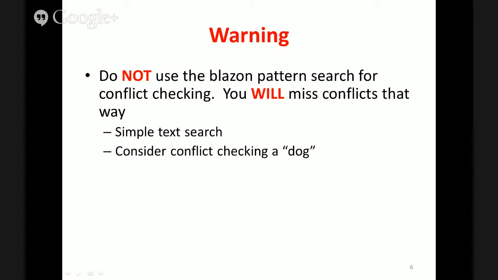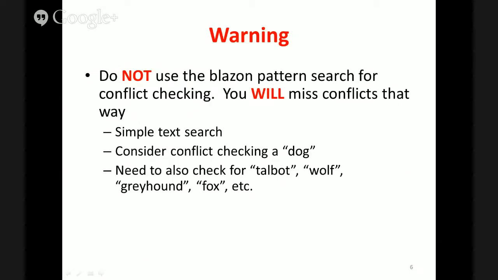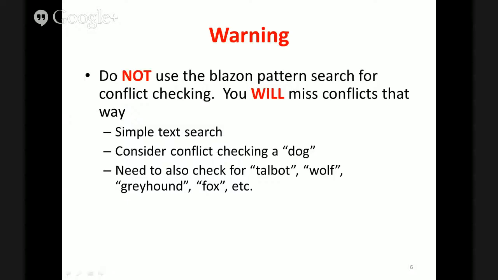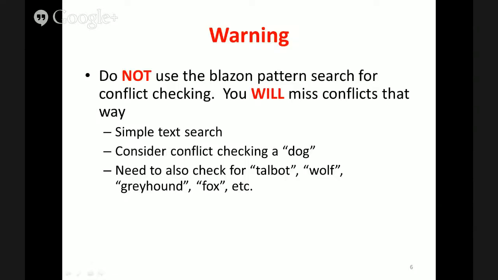If you're looking to do a conflict search on a dog, dogs conflict with dogs, but they also conflict with talbots and wolves and greyhounds and foxes and a million other things. So if you just type in dog, you're going to miss all those other ones. Either you have to figure out every conceivable variation that conflicts with dog, every canine that's ever been registered, which, trust me, you're going to miss something, because somebody will have registered a Malamute or something with a Latin binomial in the early days of the society.